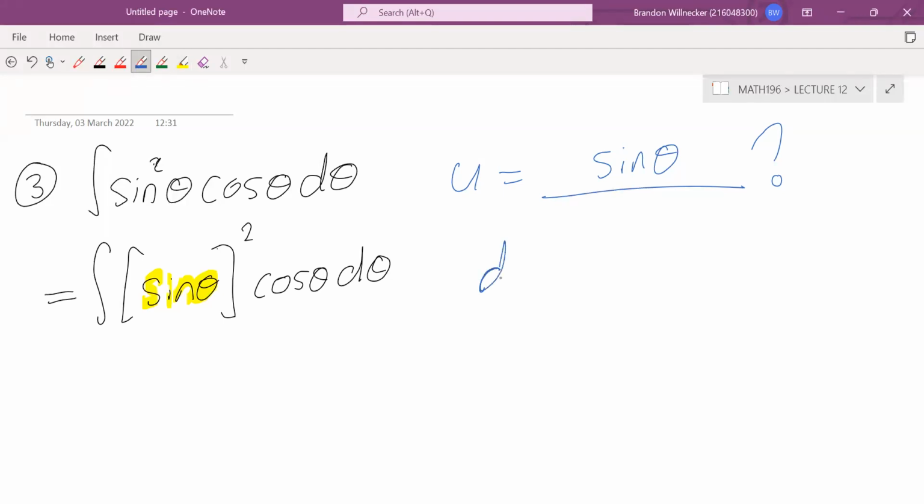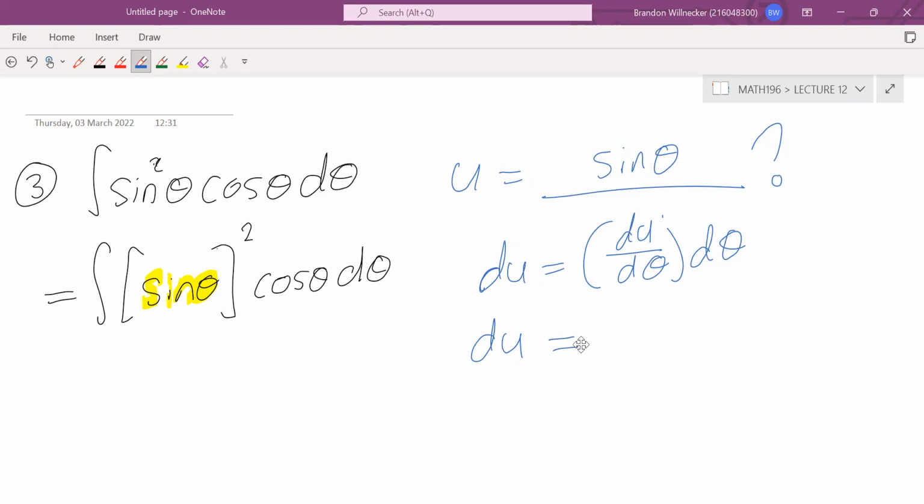So what about du? So du is going to be du by dx dx. Sorry, not x, we're working with theta. du by d theta d theta. So du equals, what are we going to get? I think cos theta. Yeah, so du by d theta is cos theta. And then remember the d theta being multiplied. Okay, good.